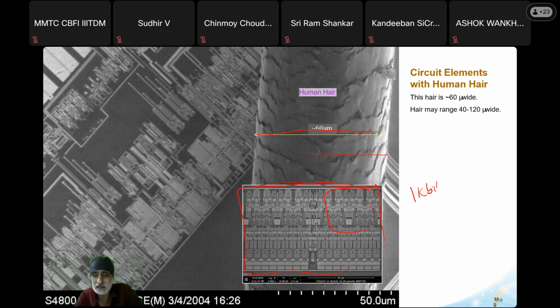If our blood cells are of this size, then a 1-bit circuit which stores 1 bit is of this size. This is the comparison. There is some picture on Google saying this, and it's an actual picture they have taken.